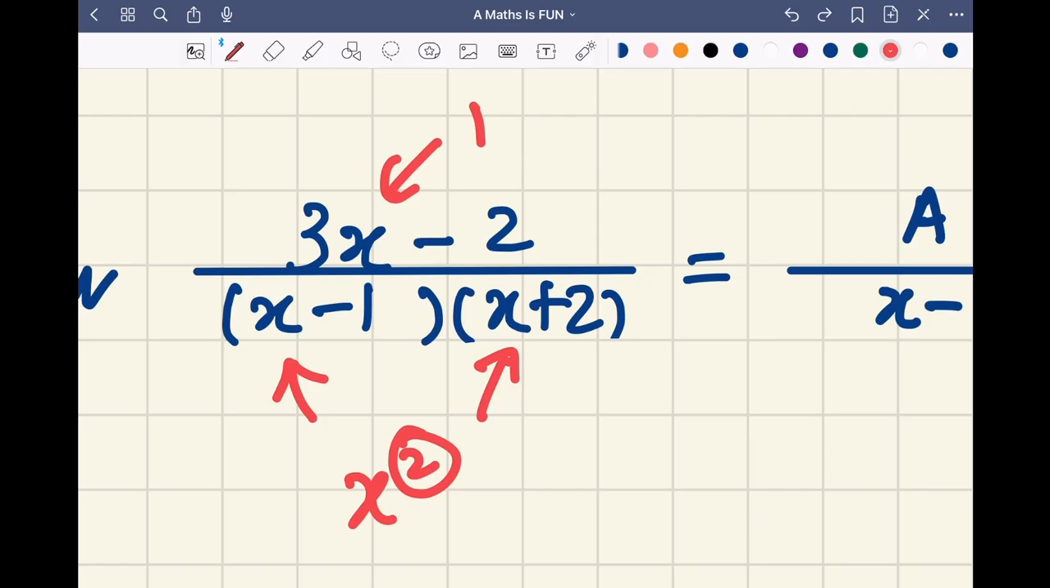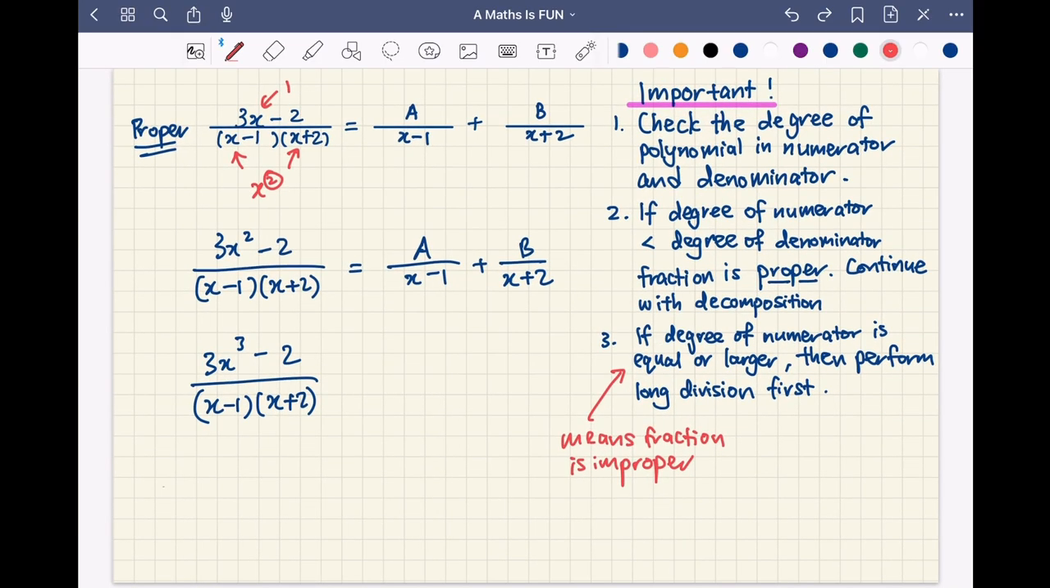So one simple example would be this. In numerator, we have 3x minus 2, so the degree is 1. And in the denominator, if we expand that, we're going to get x times x, which is x squared as one of our terms, and that gives us the highest power of x, which is 2. Right? So since the degree of numerator is less than the degree of denominator, then we proceed with the partial fraction decomposition.